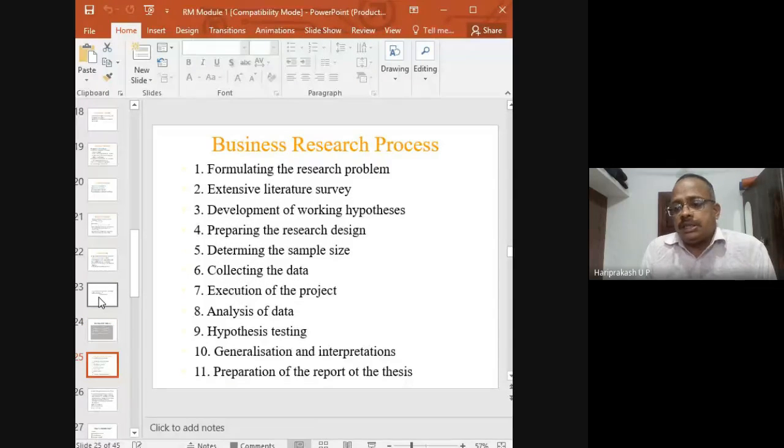Next class we'll be discussing the business research process. What are the steps involved in research? This we will discuss in the next class.